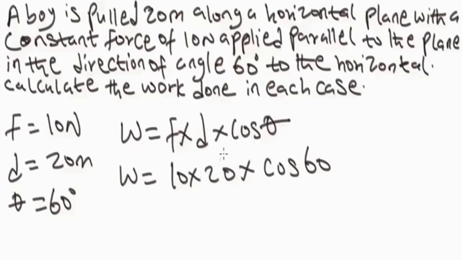Alright, so don't make the mistake of using cos when it's horizontal in place of sine when it's vertical. So don't make that unnecessary mistake. So let me punch this into my calculator. Work will be equal to 100, and work is measured in joules, so it's 100 joules. Alright, so let's wipe this and solve one more problem of work before we go to energy.